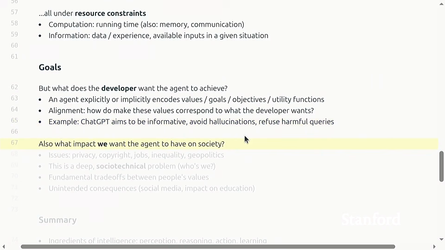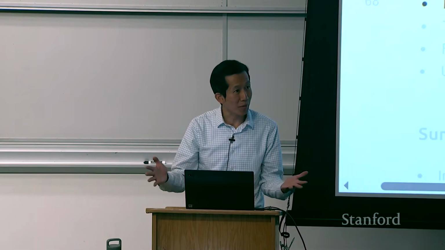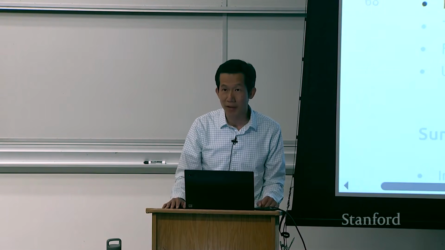Okay, so that's from the developer's perspective. But then there's a broader question of what we want the agent to do to society. This gets beyond just a single developer deploying a product into the world. This has to do with social concerns such as protecting people's privacy, and thinking about the role of copyright and intellectual property with respect to generative AI.